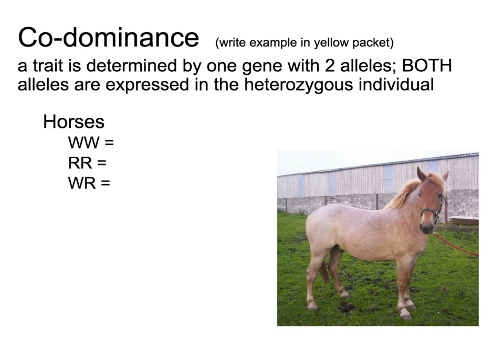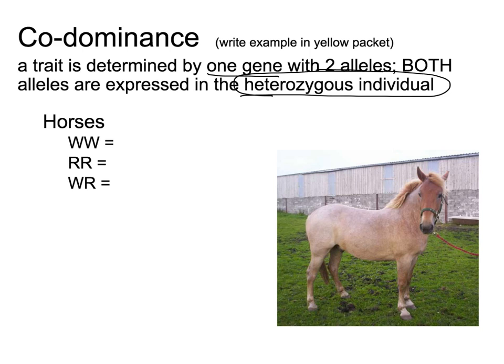All right, so when we look at codominance, if you want to start in your yellow packet, we want to understand that codominance is a trait that is determined by, once again, one gene and still two alleles. But what happens now is that both alleles are equally expressed, especially in the heterozygous individual. So let's take a look at our key in order to understand this pattern of inheritance.